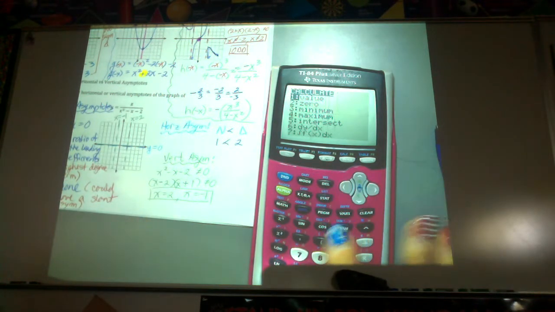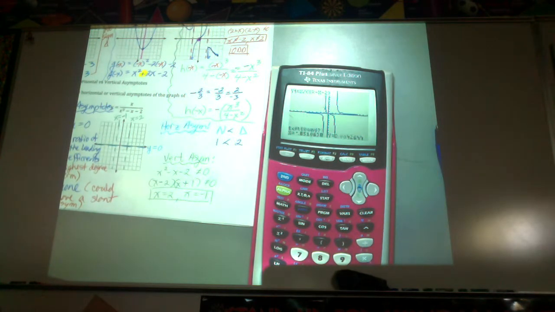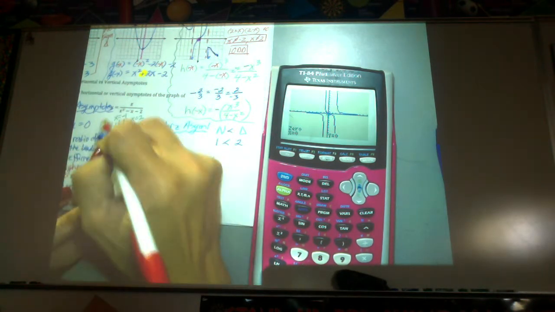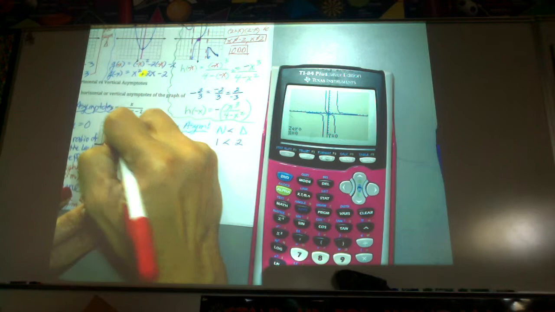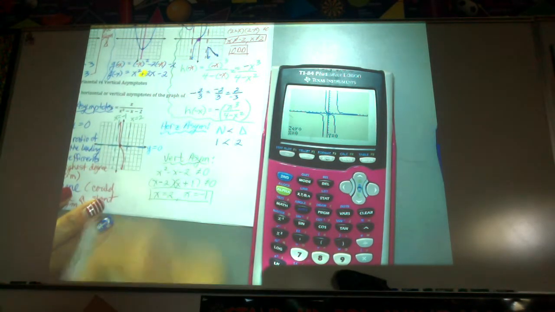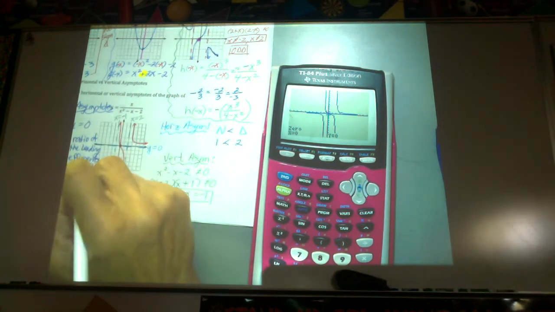All right, so let's find the 0. Second calc, 0. I want to be above the axis and below the axis. So I get 0, 0. And I'm hugging that axis and swooping over here and hugging that axis. Then I have a swoop here and a swoop here.